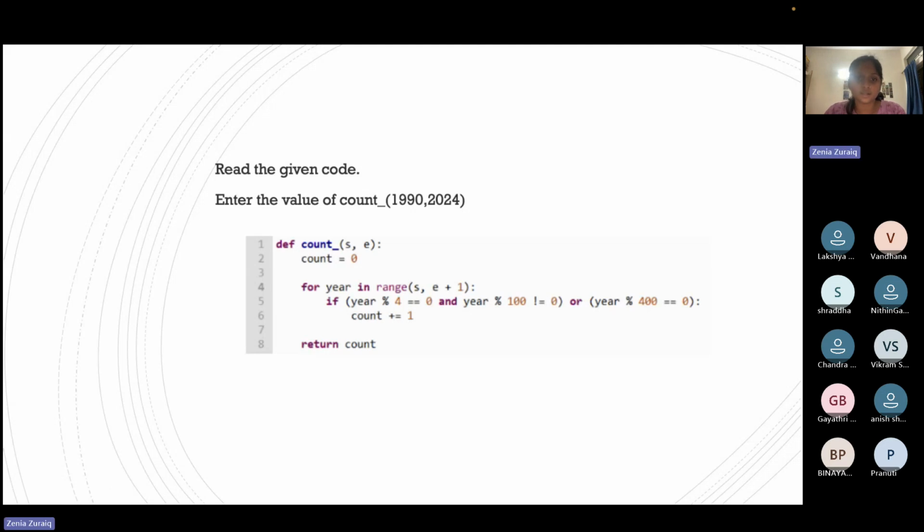Again, this is another question where something is being counted and they want you to return the count of something. Here they're asking you to give the value of count of 1990 to 2024. So again, first, it's a good idea to identify what this function is actually counting. After that, you can understand what value you should get.